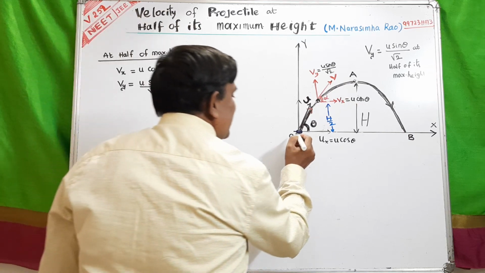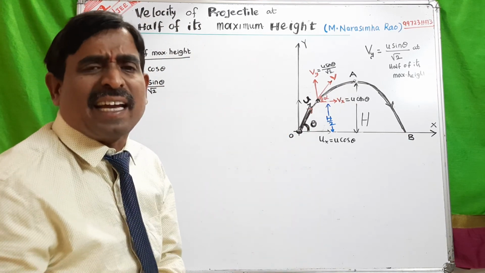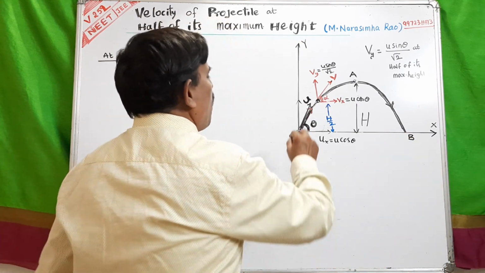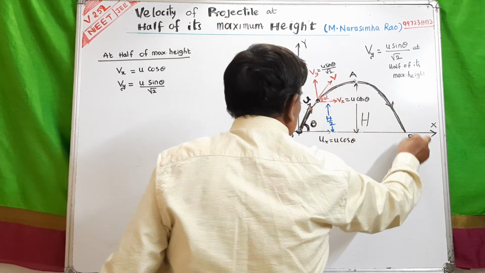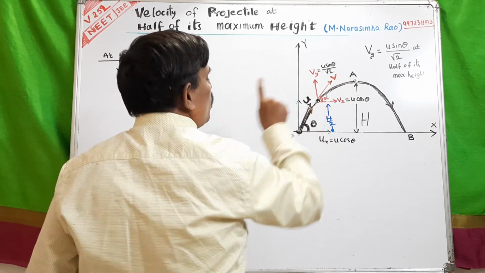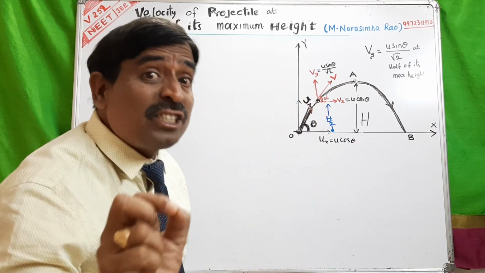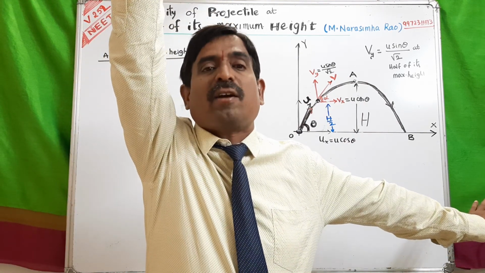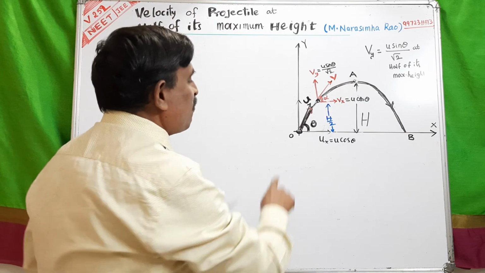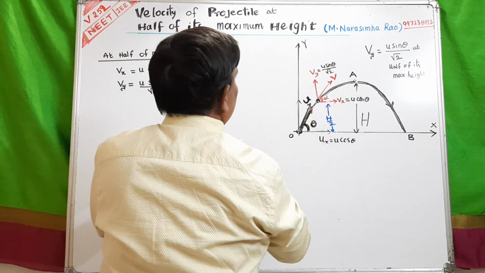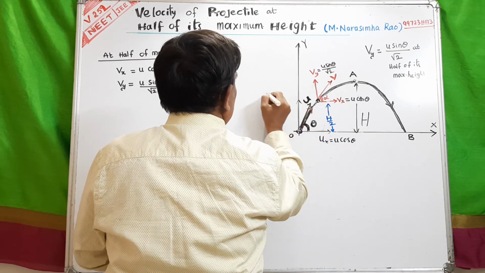Let us consider one projectile, nothing but the cricket ball. Ball hit by the batsman. The ball is traveling in the parabolic path. It has the initial velocity u. This initial velocity is divided into two perpendicular components. One velocity along x direction, another velocity along y direction.